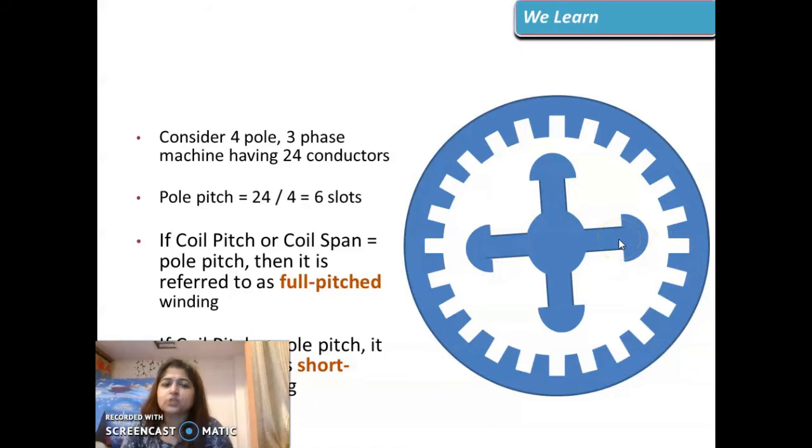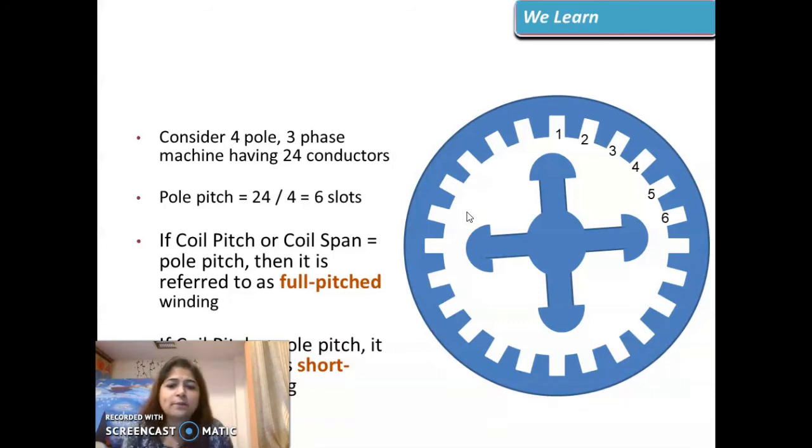So what is pole pitch? Obviously, if there are 24 slots and 4 poles, the number of slots falling in between 2 poles will be nothing but 24 by 4. That is the pole pitch. 24 by 4 is equal to 6 slots. It means 6 slots for each pole, or in other words, 6 slots are falling under each pole. So let's count this. How many slots are falling in between two poles? 6 slots.